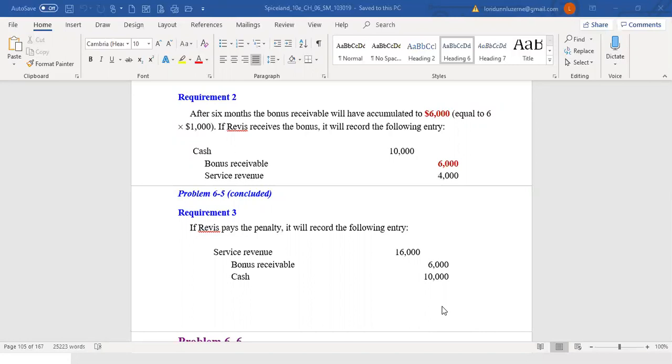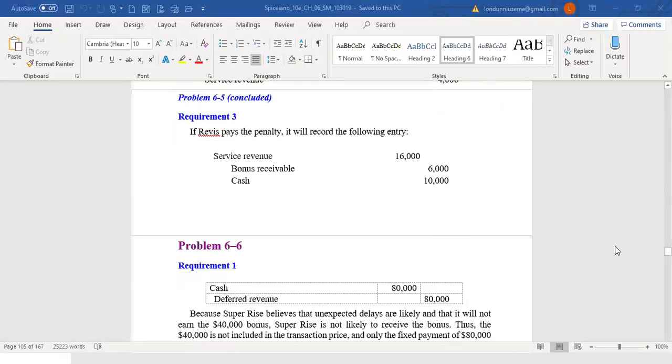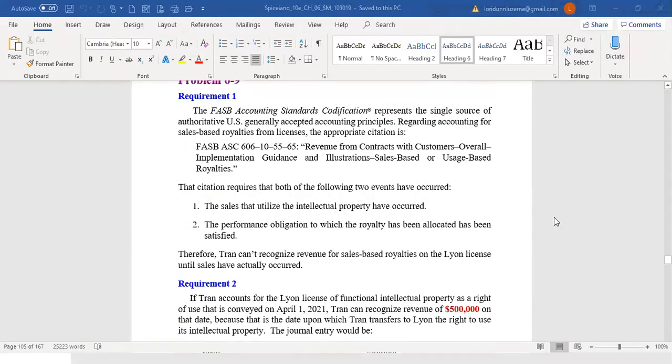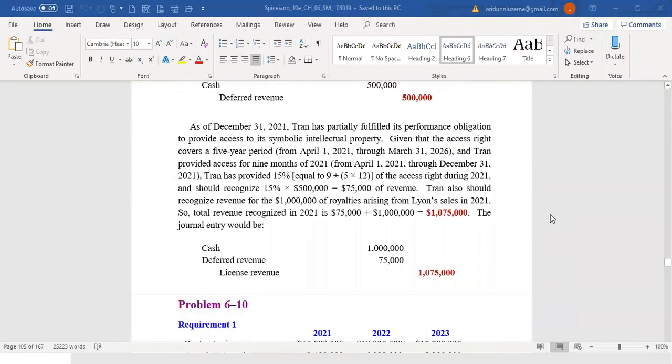Now we're going to go to problem 6-10, which is a major part of this chapter. It's on long-term contracts. So let's take a look at that. And there's our answer key. So first of all, when you are a company that is providing a project or a service that lasts for more than a year, so your revenue is being earned over more than a year, you have a long-term contract.